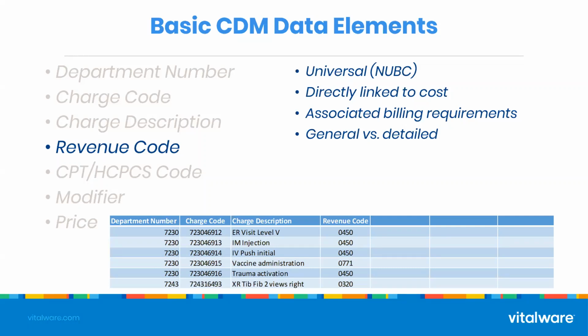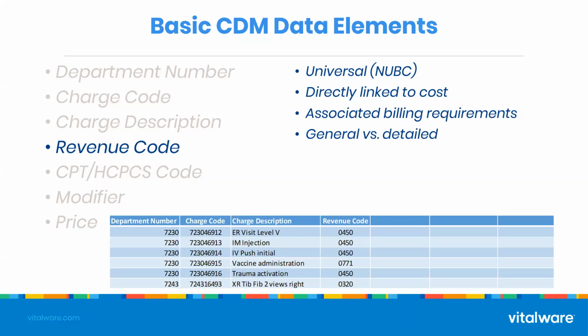These are directly linked to the cost, meaning if you look below and you see that that first charge there represents an emergency room charge. Revenue code 450 represents emergency room. So you can see that the cost of providing an emergency room visit is assigned to revenue code 450 because the cost and the revenue code are both associated with emergency room.